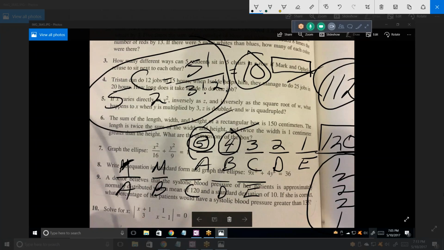Whether it's Ophelia there and Mark there, well, if Mark is in the D seat, Ophelia can either be in C or E, so that's 2. So I'm pretty sure there's only 8 ways. Out of 120. So how did they get 72 as an answer? I do not know, honestly.